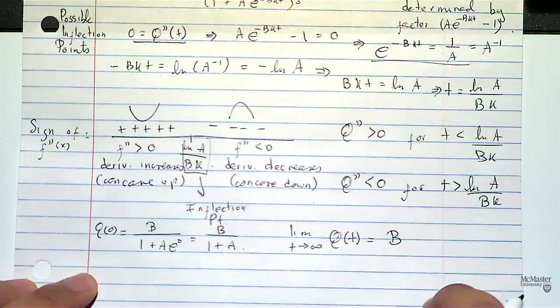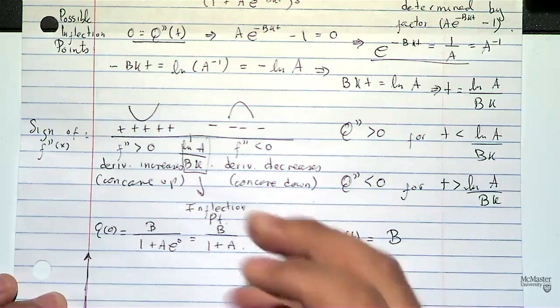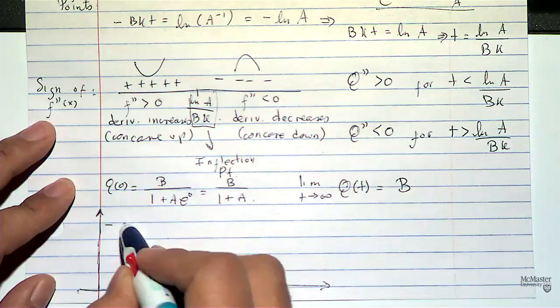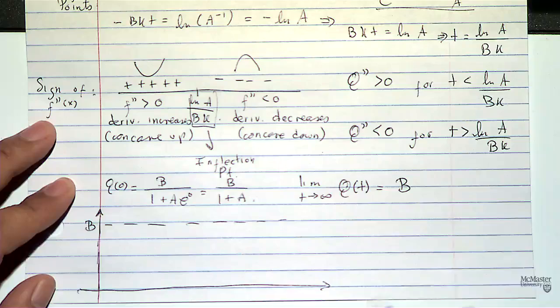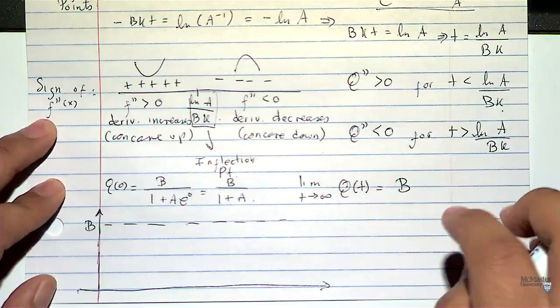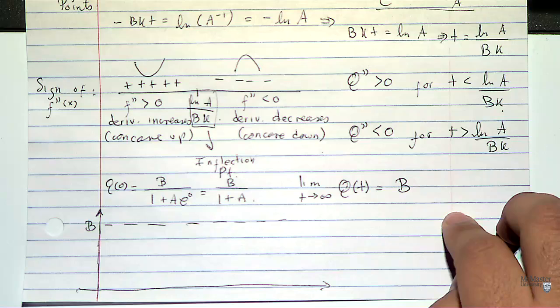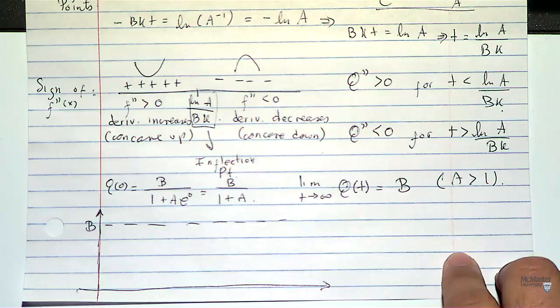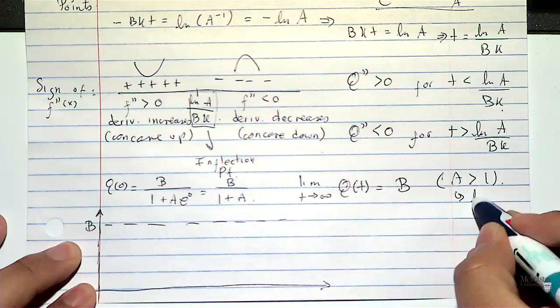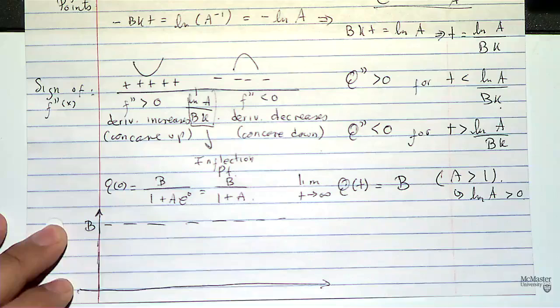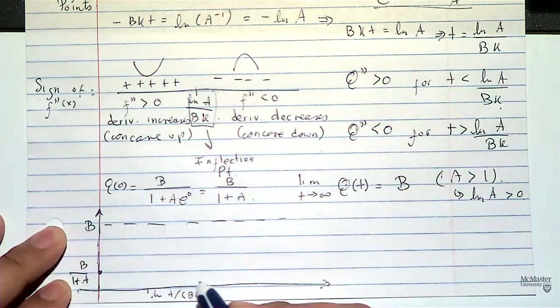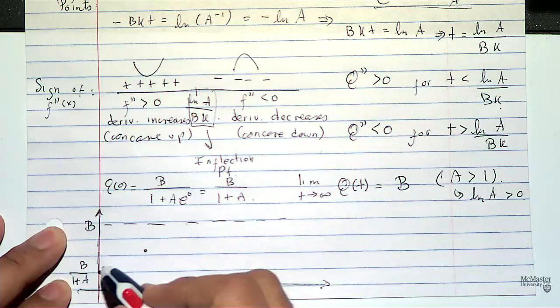So just drawing the graph. Think about it for a second. The function is increasing. By the way, if you think about it, this inflection point relies for its sign on the natural log of a. So in order for that inflection point to be positive, what you need is the natural log of a greater than zero, which means that a should be greater than one. This is not commented in the textbook. So this is the initial value, b divided by one plus a. Then you will have an inflection point, which is the natural log of a divided by bk. So let's say at this point you have the inflection. So first it has a concave up shape.